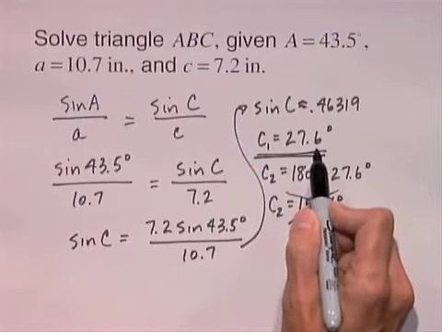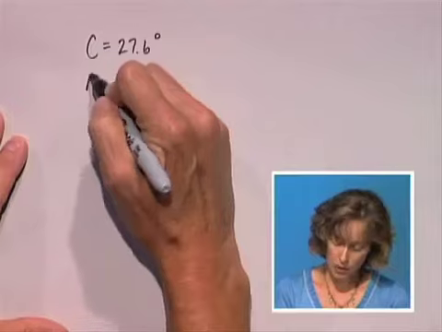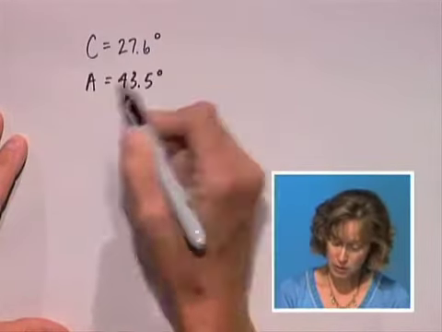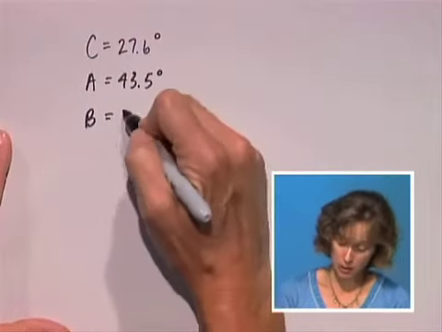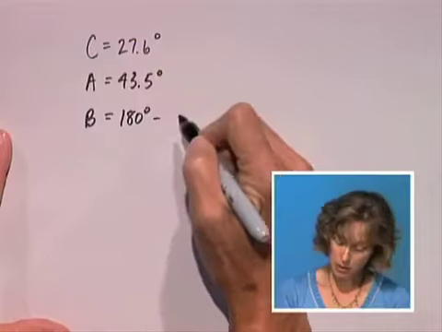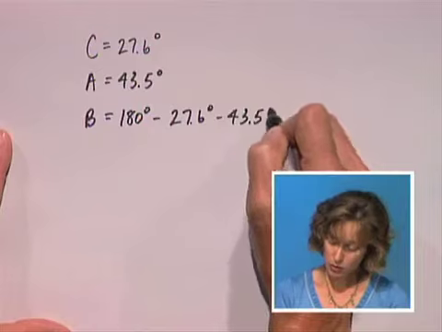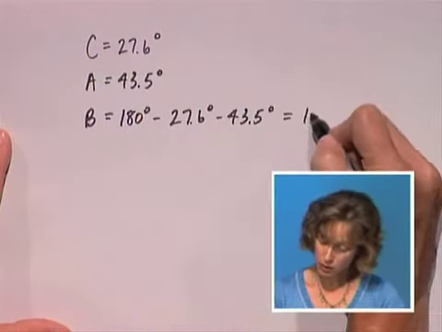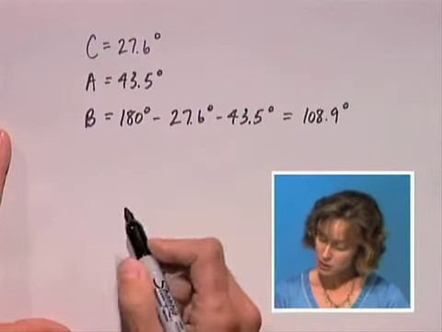So let's take that angle C, that 27.6 degrees. We had angle A. Angle A was 43.5 degrees. And let's find the rest of the parts of the triangle, starting with angle B. I'll find it by taking 180 degrees, subtracting 27.6, and subtracting 43.5. If I make this subtraction, I end up with 108.9 degrees for angle B. I still need side B.